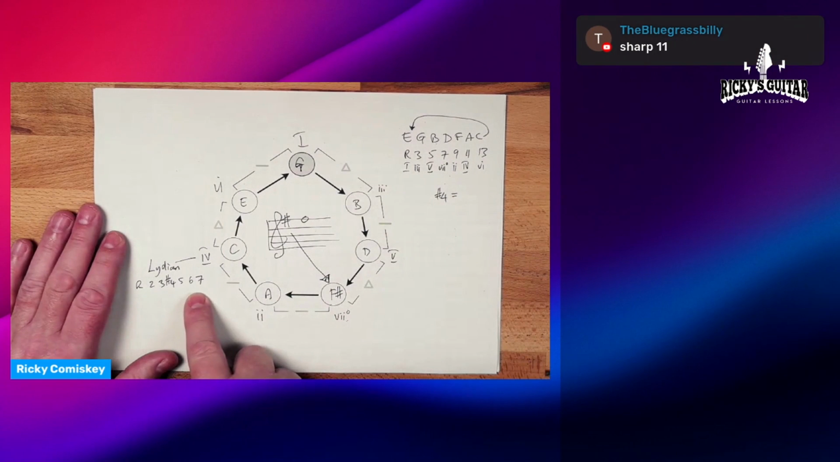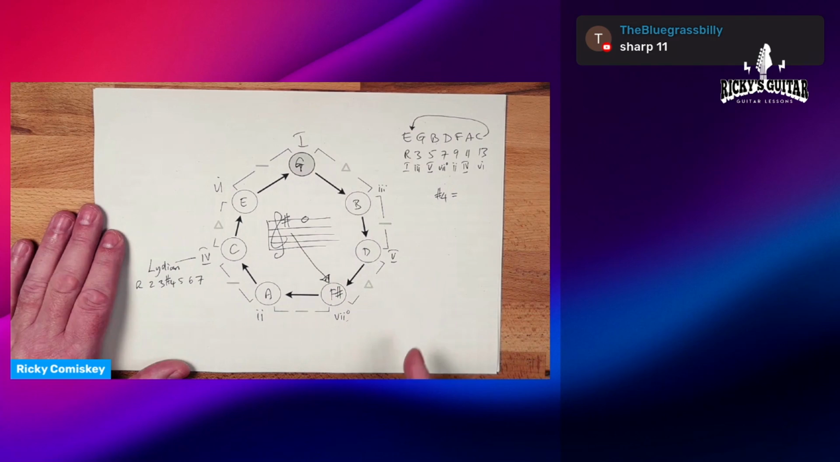I would actually call that a Lydian chord. Bluegrass Billy got it, sharp 11. Yes. That's how it works. That's a sharp 11 as well.